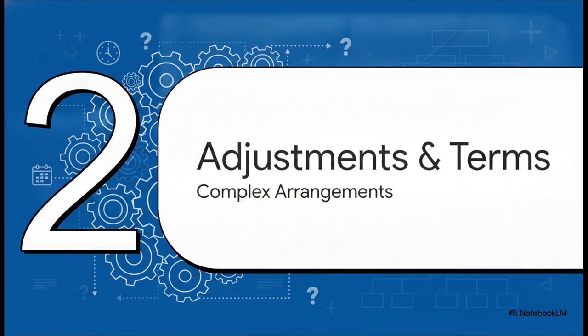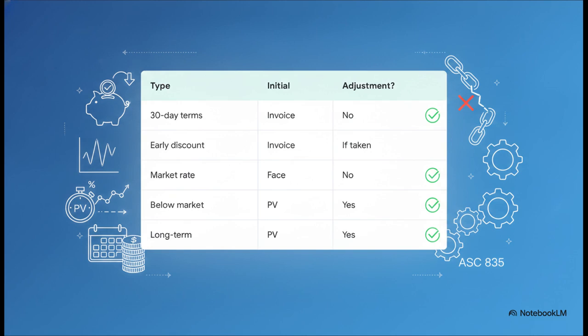So let's look at adjustments and complex terms. We already know standard 30-day terms need zero adjustment. But what if you offer an early payment discount? Say a standard 2/10 net 30 deal. Well, initially, you still record the full invoice amount. But if the customer actually takes that discount, you have to adjust by reducing both the receivable and the revenue.